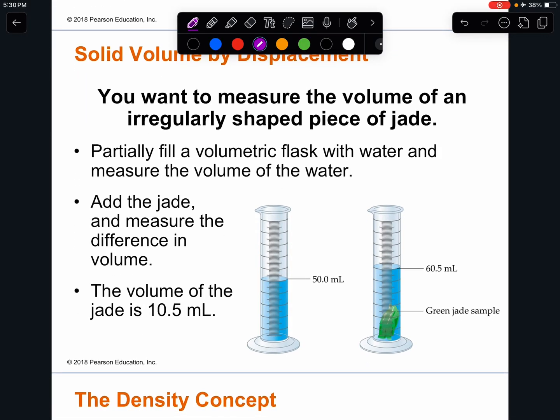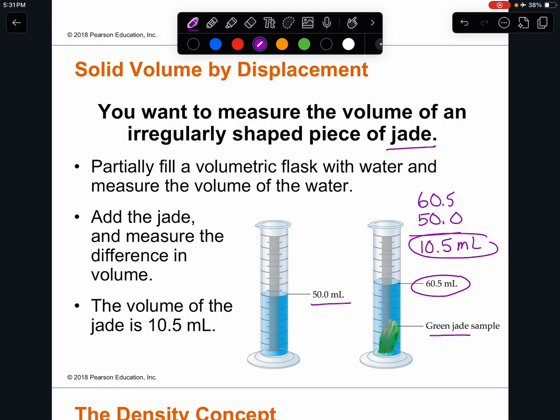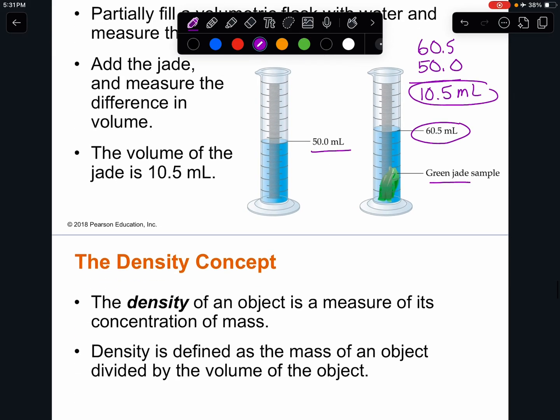So for example, if we have an irregular shaped piece of jade here, and we started at 50 milliliters, we added the piece of jade, and it now is at 60.5. We can subtract our 60.5 minus our 50.5, and we can get, oh, excuse me, it's actually just 50 here. Let me rewrite that. 60.5 minus our 50, and we can see that our volume of our jade object is 10.5 milliliters. Okay, so it works well for irregularly shaped objects because you can't measure them as easily as you could, such as a cube.